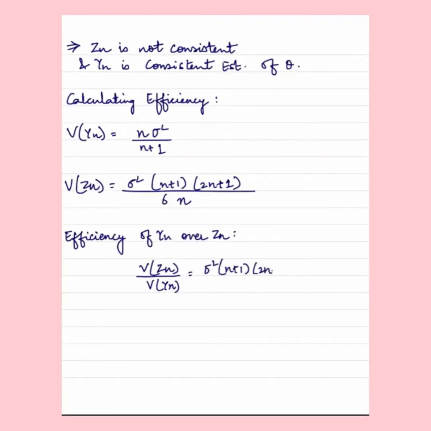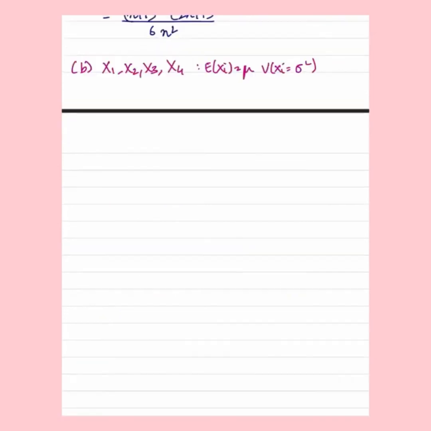Now we shall calculate the efficiency. We have been given variance of Yn and variance of Zn. For computing the efficiency of Yn over Zn, we shall calculate variance of Zn upon variance of Yn. Similarly, we shall proceed with the B part.